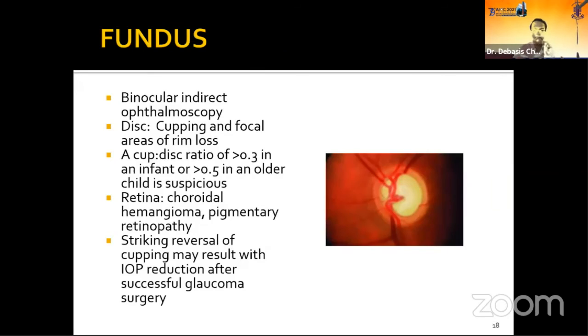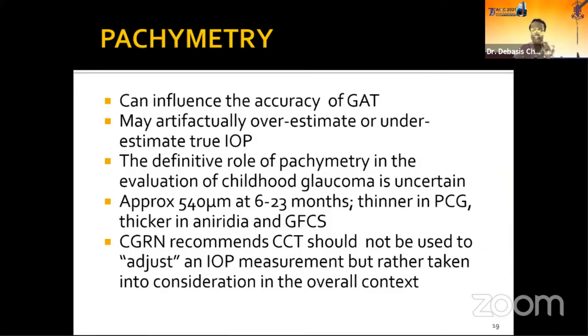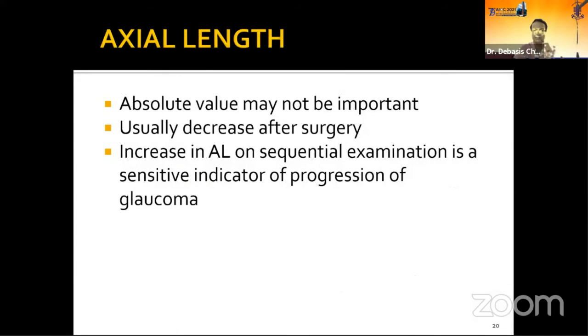Now, the fundus is evaluated by binocular indirect ophthalmoscopy. A cup disc ratio more than 0.3 in an infant or more than 0.5 in an older child is suspicious. We should also look carefully at the retina. The pachymetry can influence the accuracy of the Goldmann applanation tonometer. However, CGRN recommends that the CCT should not be used to adjust an IOP measurement, but it should rather be taken into consideration in the overall context of this child.